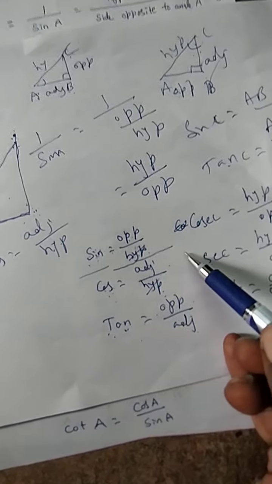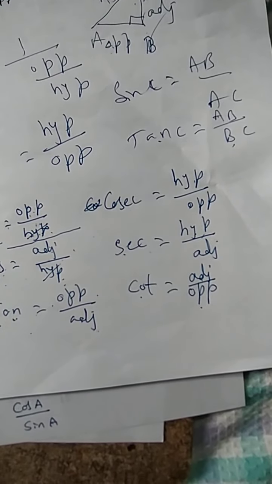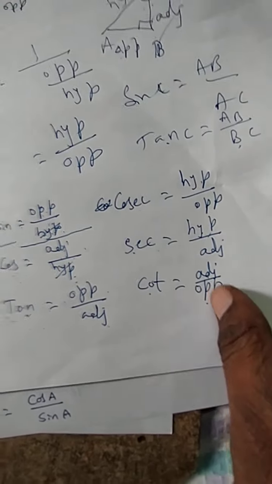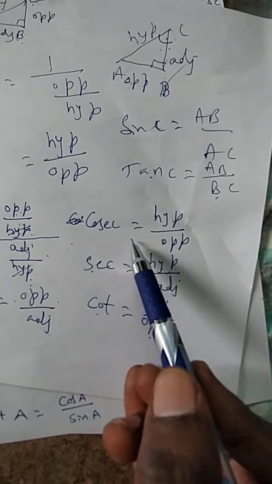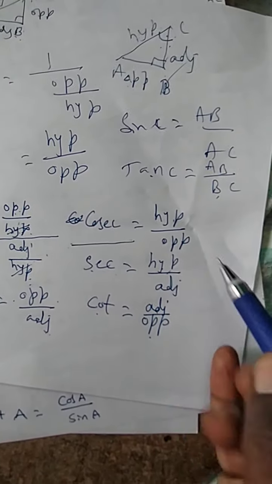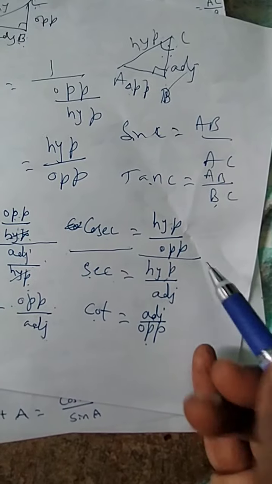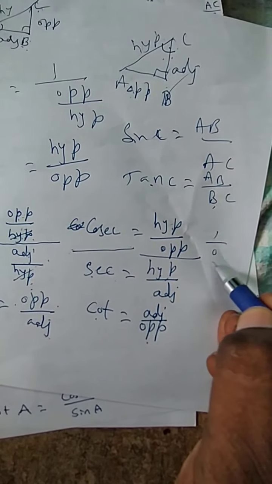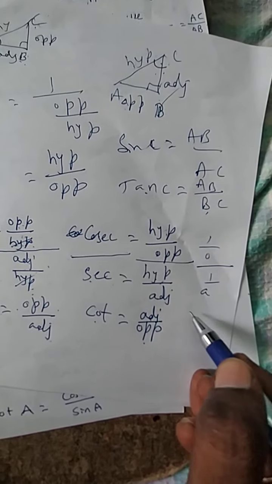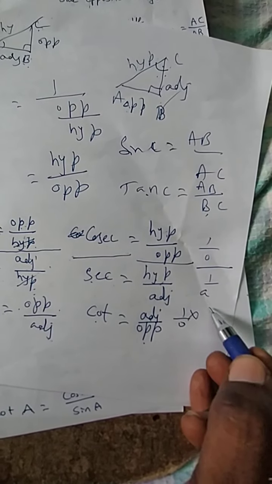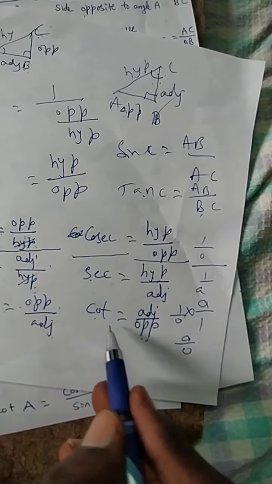Similarly, the cosecant and secant ratio. Look at this, cosecant by secant. Hypotenuse cancels. What's the balance? 1 by opposite divided by 1 by adjacent. Write the reverse order of that: 1 by opposite into adjacent by 1, which means adjacent by opposite. Adjacent by opposite means cot.